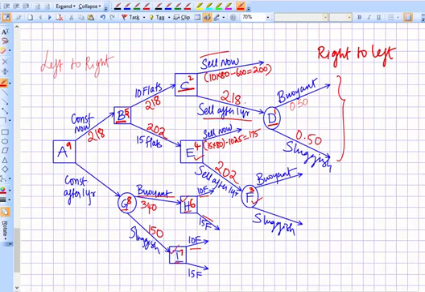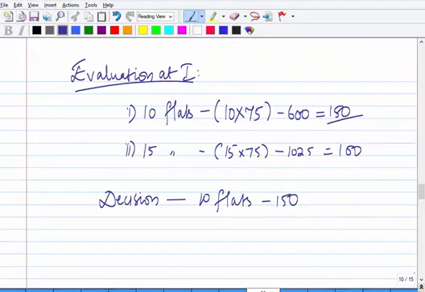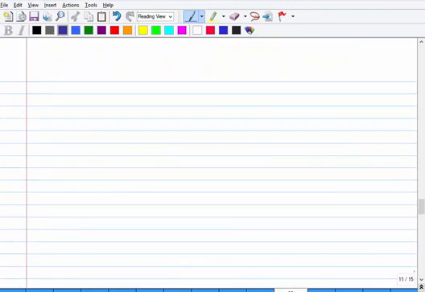We have to do the evaluation at G. At G, you have two outcomes. One is buoyant, the other one is sluggish, and the values are available, but they carry a probability, right? So we have to factor the probability. Only then we'll be able to take a right decision. So let's do that. Evaluation at G.